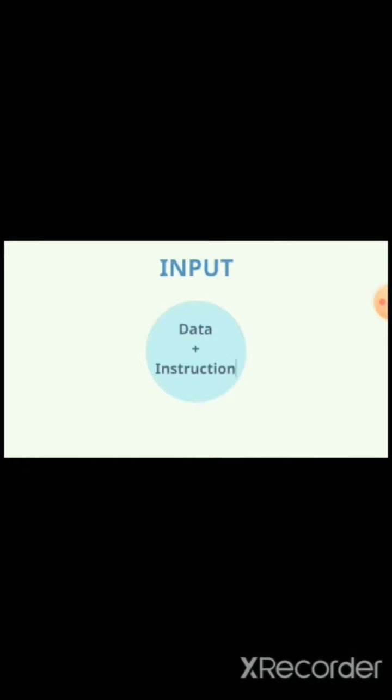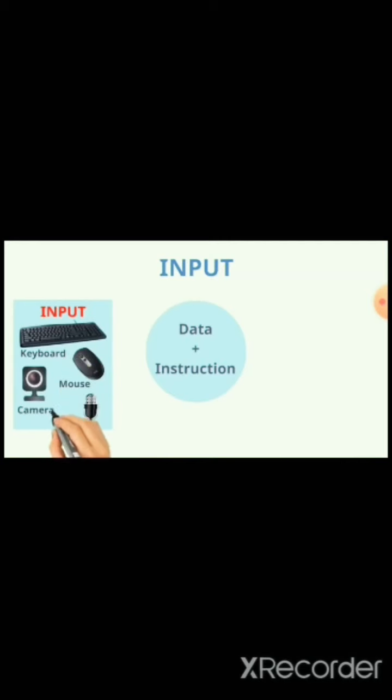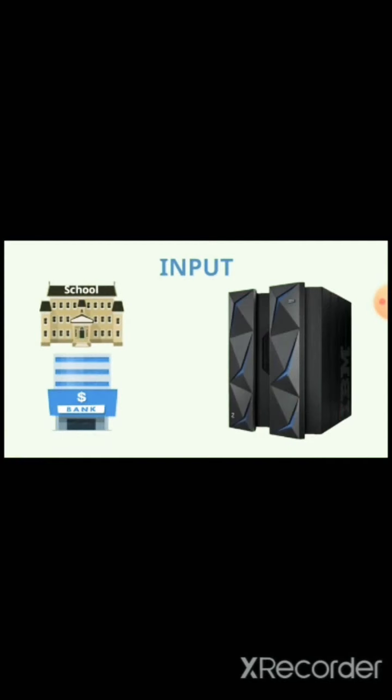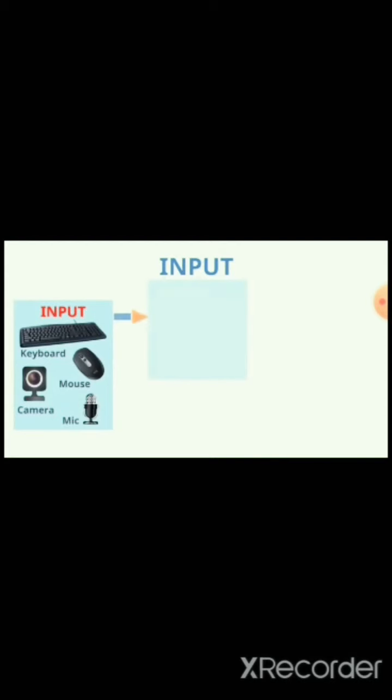So let's see the input, data and instruction. We can give instructions by some devices: keyboard, mouse, camera, mic. These input data and instructions make up the input. In inputting we can use numbers and some other instructions, and we use a huge amount of data for schools and banks. Schools use it for giving information and for result creation, and banks use it for accounts. So now, how does input work through input devices?